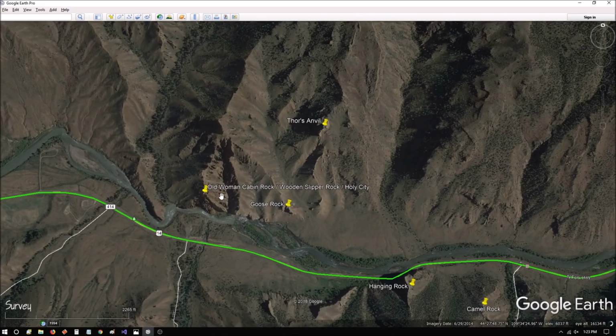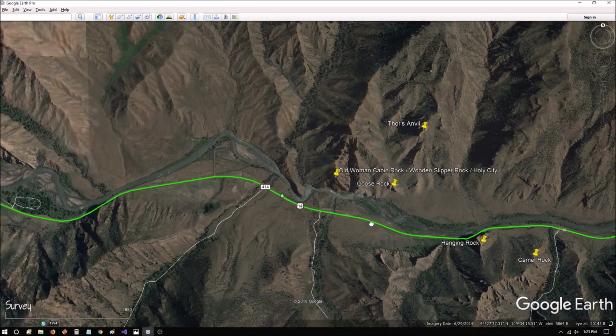Look at some of the names of these rocks: Old Woman, Cabin Rock, Wooden Slipper Rock, okay, Goose Rock. You know how Forrest is talking about the old biddies, and could they be at the Old Woman cabin? And instead of saying cross the road, he's giving you hints about crossing the creeks, or he's telling you that the old woman's on the other side of the road, and the road being the river.